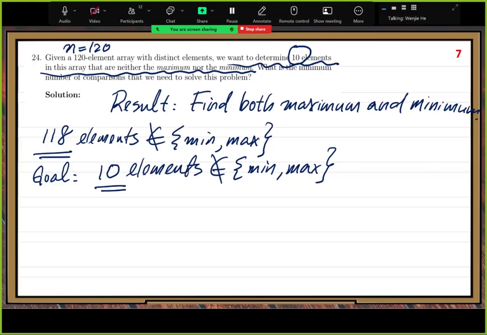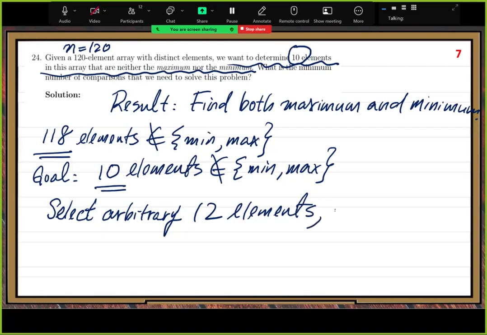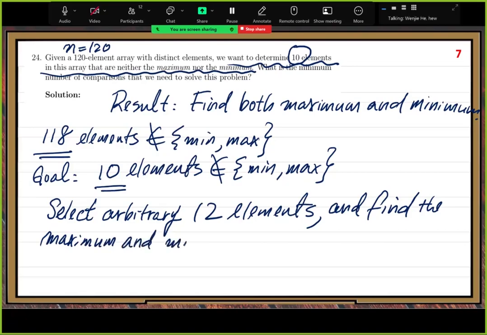So you need to change your idea like this. Select arbitrary elements. You just select 12 elements, and after that find the maximum and minimum. A few students did the right way in these 12 elements.